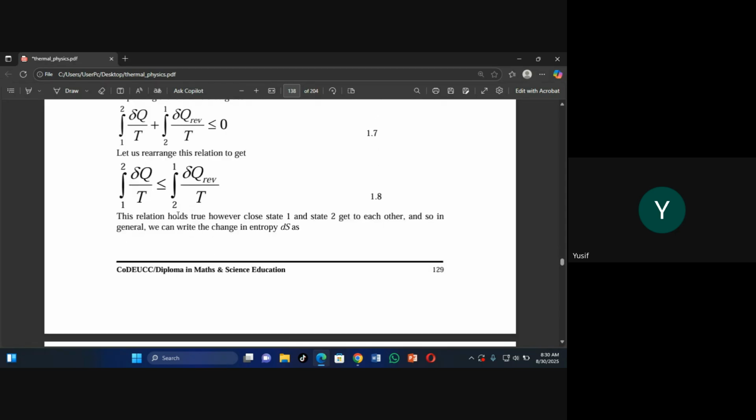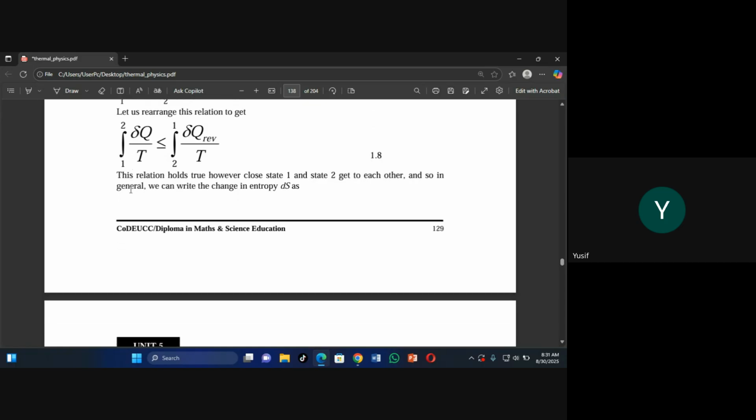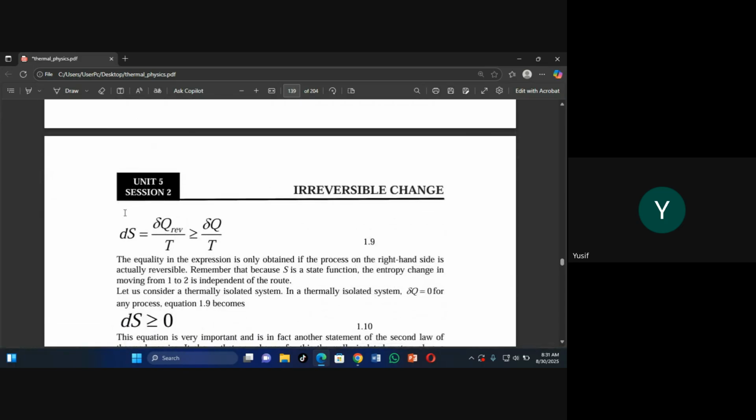Okay. This relation holds true, however, for a closed system where state 1 and state 2 get to each other, and so in general we can write the change in entropy dS as follows. The whole thing is known as the entropy change, because we move from the left to the right, and now we are putting it in integral form from the first state to the second state, so that the entropy change is the same as this. Please, I hope you are making sense.